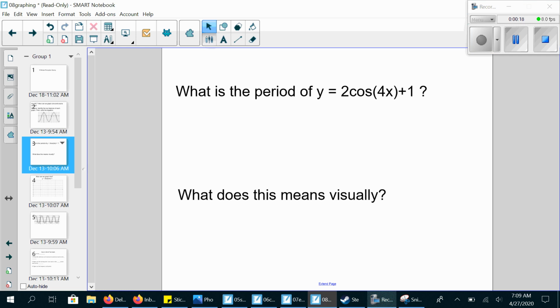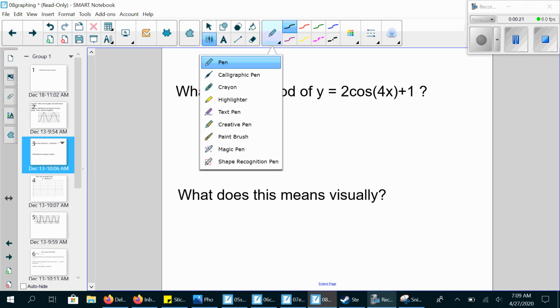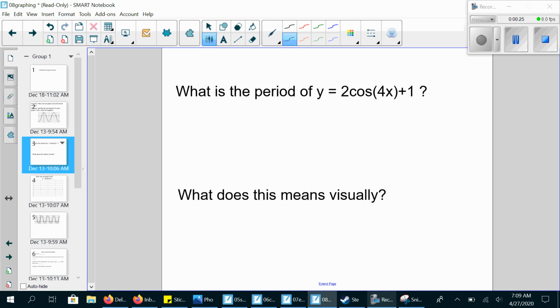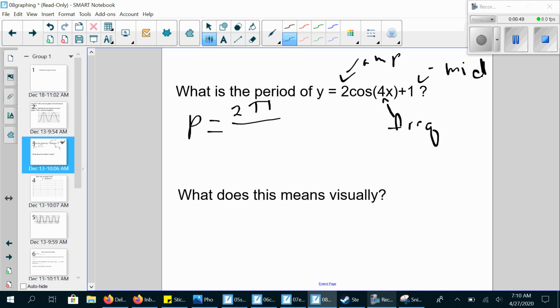So we can pull out pretty easily the three key features that are in our equation. We've got the amplitude, the frequency, and we've got the midline. Which of those three key features are we going to use to find the period? We're going to use the frequency because period equals 2 pi divided by the frequency.